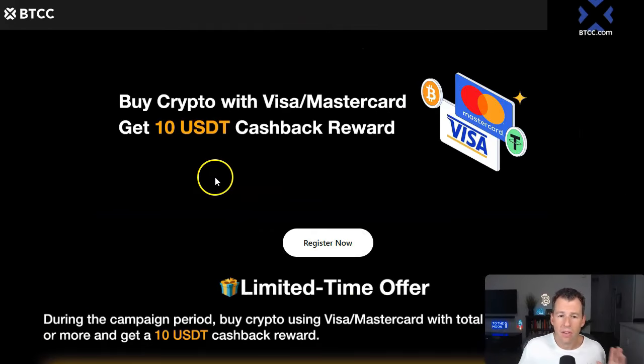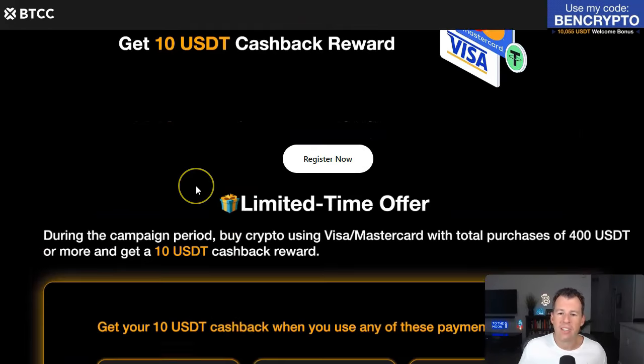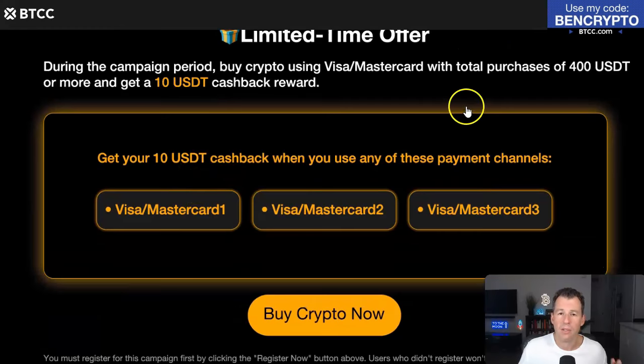Pretty cool. And then there's the Buy Crypto with Visa MasterCard reward program. If you deposit $400 with the Visa or MasterCard, BTCC will give you $10 cash back.